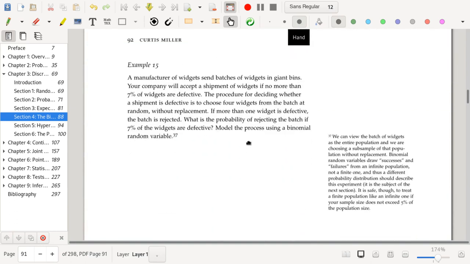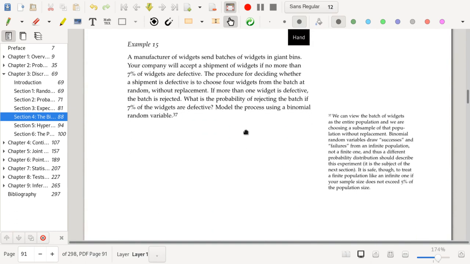Okay, next example. A manufacturer of widgets sends batches of widgets in giant bins. Your company will accept a shipment of widgets if no more than 7% of widgets are defective. The procedure for deciding whether a shipment is defective is to choose 4 widgets from the batch at random without replacement. If more than one widget is defective, the batch is rejected. What's the probability of rejecting the batch if 7% of widgets are defective? Model the process using a binomial random variable.